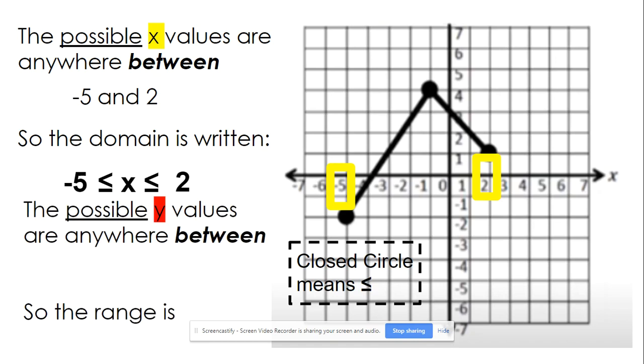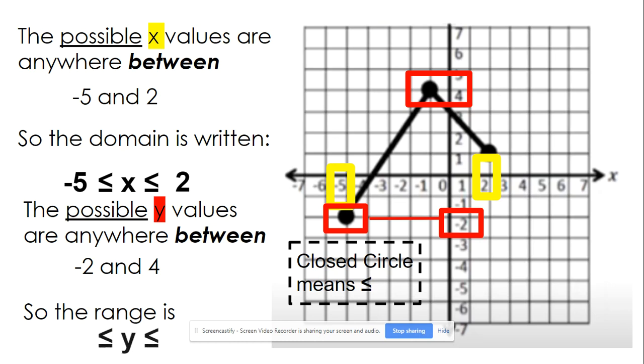So looking at the range, you're still going to find all of your y values, but you're going to go from bottom to top instead of left to right. So the bottom value is going to be -2, and it goes all the way up to +4. So you can say that your range is anywhere between -2 and 4. Sticking with the closed circles, we're going to write our inequalities, and our y is in the middle.